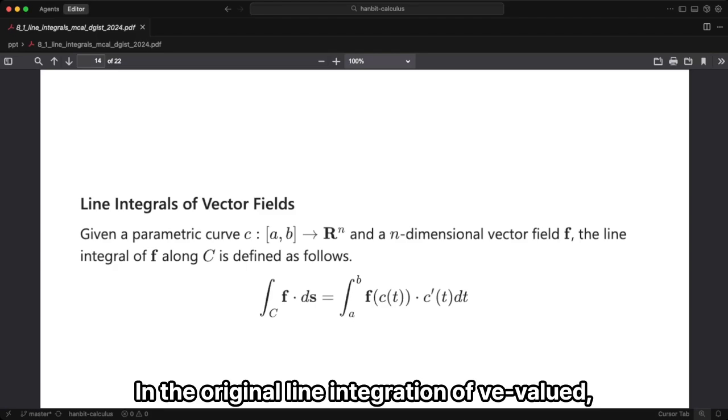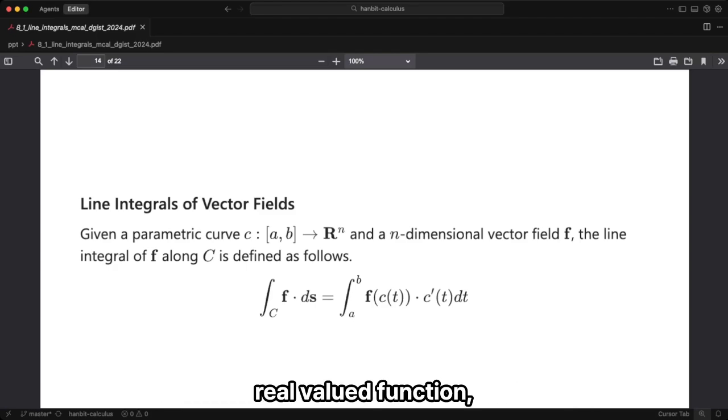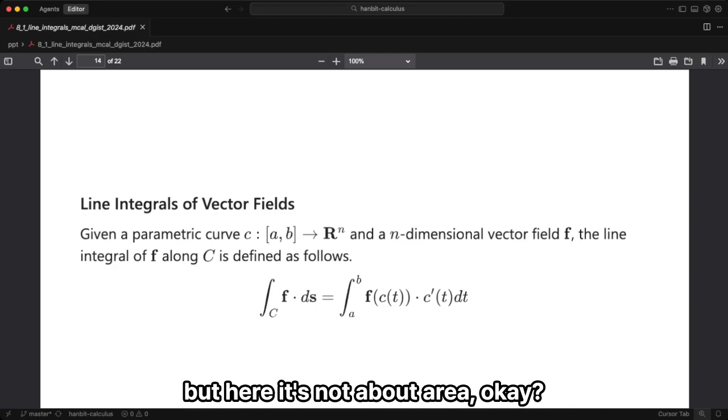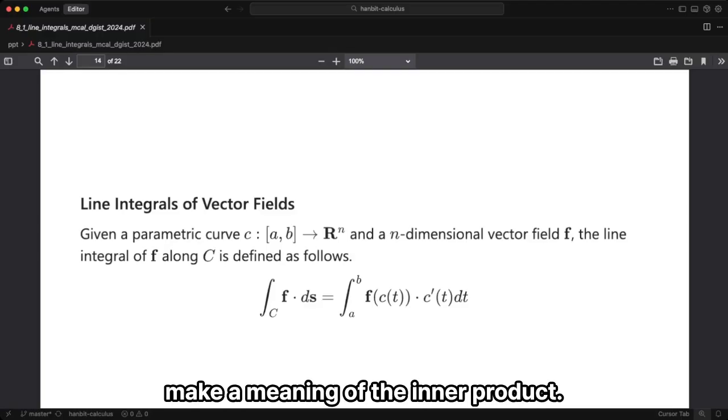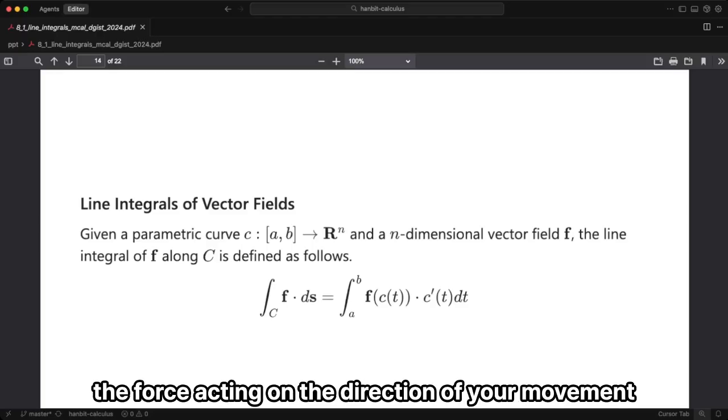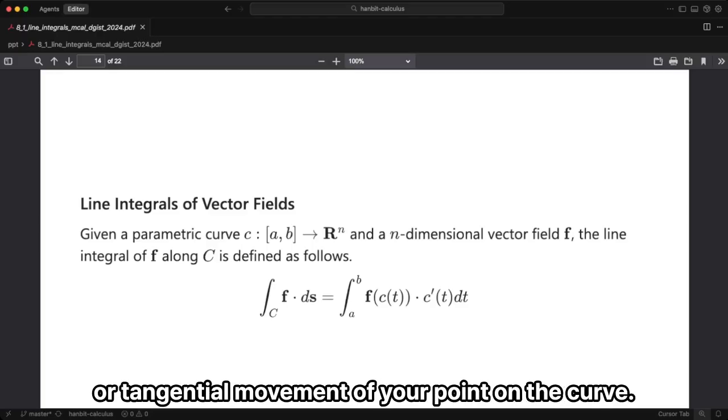In the original line integration of a real valued function, you can say it's the area under the curve, whatever. But here, it's not about area, okay? So you have to make a meaning of the inner product. The easiest way in the physical sense to get the meaning for the inner product is the force. All right? So you want to think about the force acting on the direction of your movement, or tangential movement, of your point on the curve.